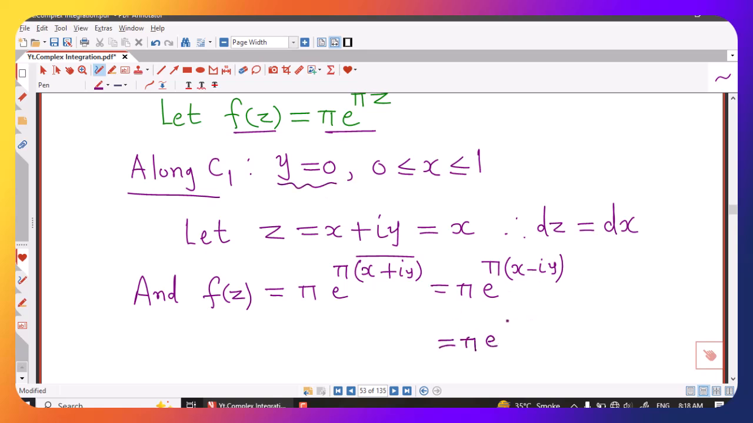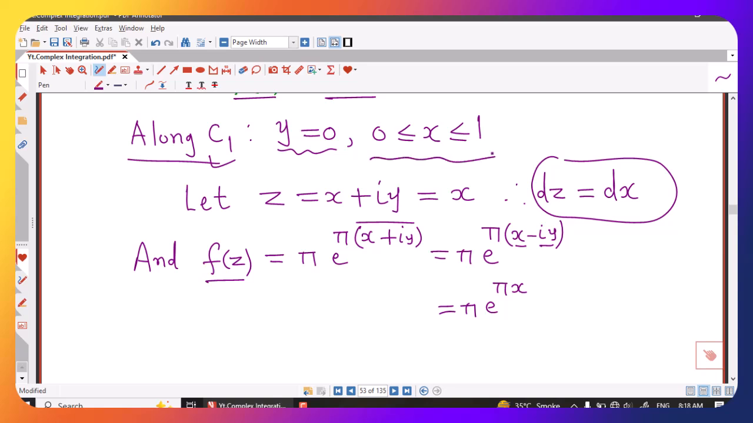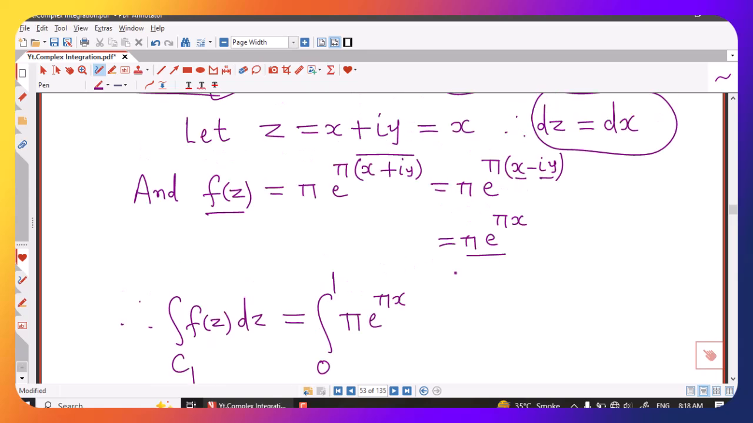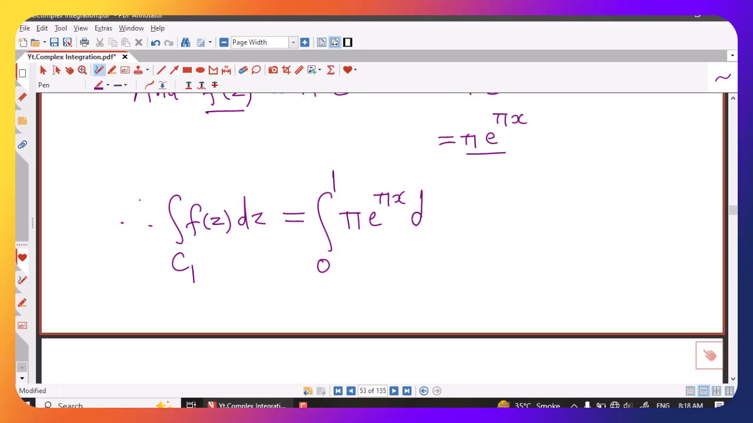So we will have pi times e raised to pi into x minus 0. X minus 0 is x. So our function becomes pi into e raised to pi x along contour C1, and we will replace dz by dx, and the limits of x are from 0 to 1. So therefore the integral of the given function along this boundary C1 is equal to, here x is from 0 to 1, f of z is pi times e raised to pi x, dz is dx. So we have converted our integral in the variable x.